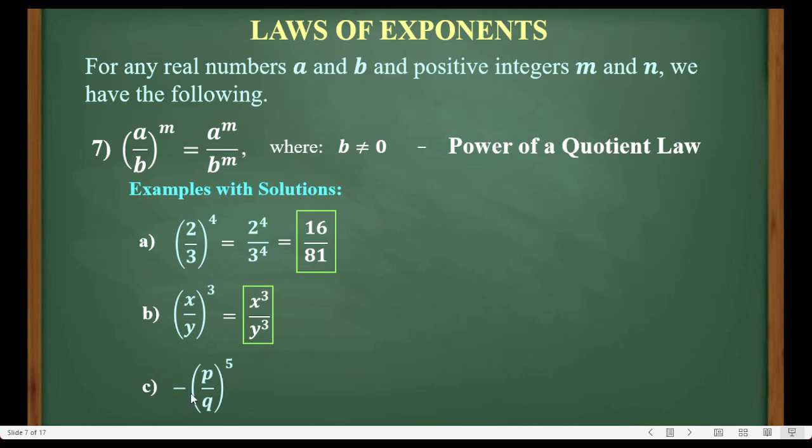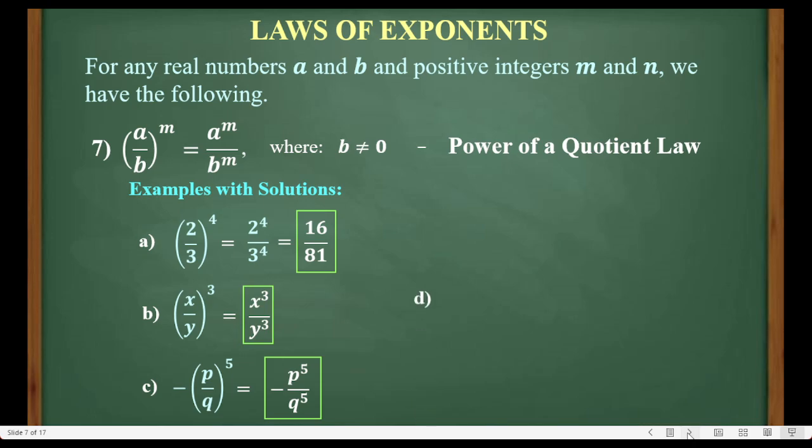Again, the negative sign is outside the parentheses. So our answer is also preceded by a negative sign. So that is negative of p to the 5th over q to the 5th. Again, the outer exponent 5 becomes the exponent of the numerator and that of the denominator. This is your answer.